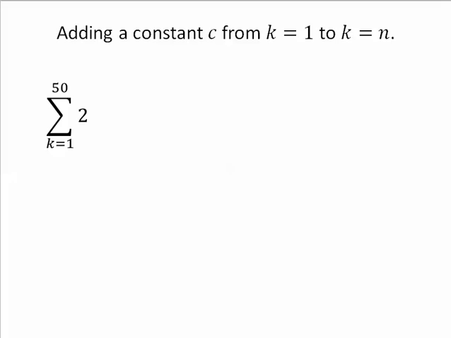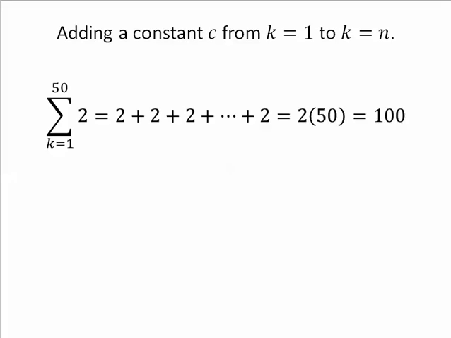Suppose we want to add 2 50 times. In sigma notation, it would look like this. Adding 2 50 times, I would have a sum of 100. In general, if you add c n times, the summation will be c times n.